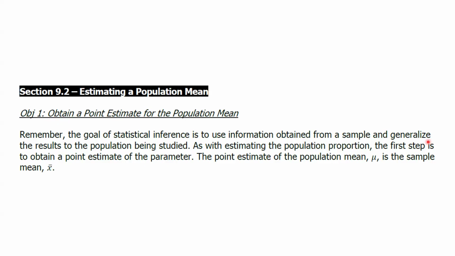So remember, the goal of statistical inference is to use information obtained from a sample and generalize the results to the population being studied. As with estimating the population proportion that we did in section 9.1, the first step is to obtain a point estimate of the parameter. The point estimate of the population mean, mu, is the sample mean, x bar. So the best single guess for the population mean is the sample mean.